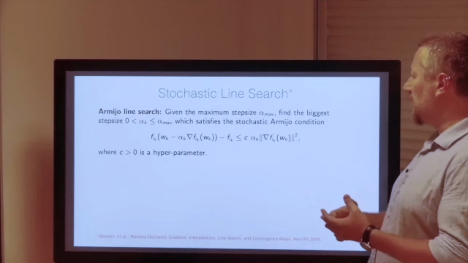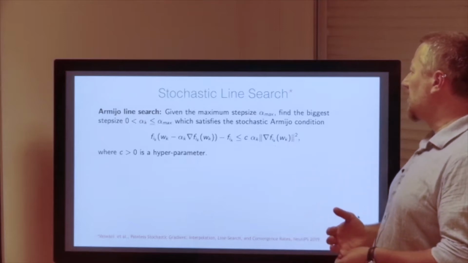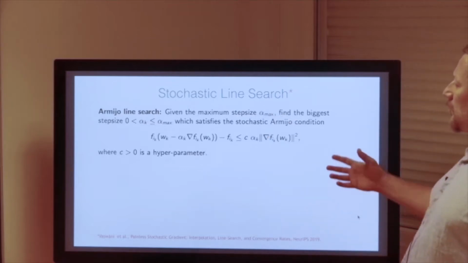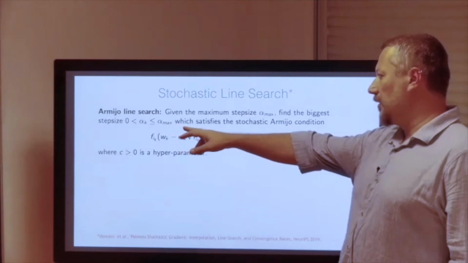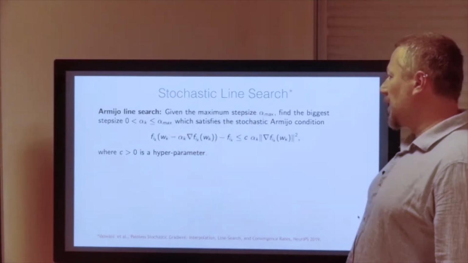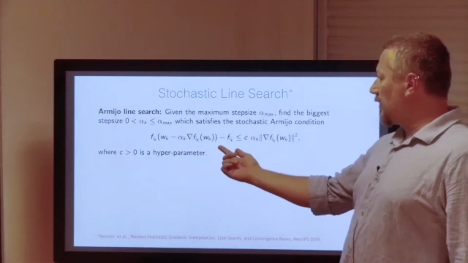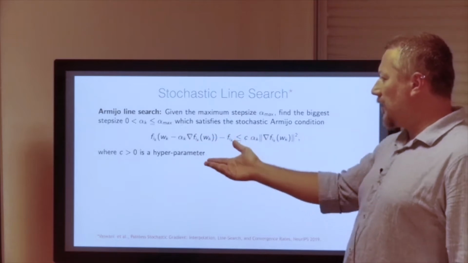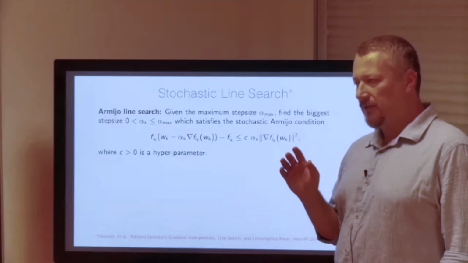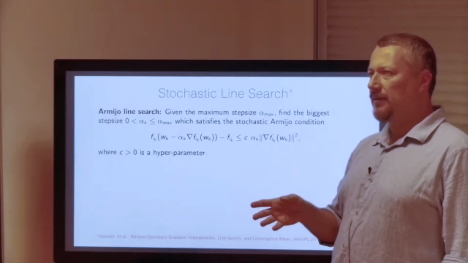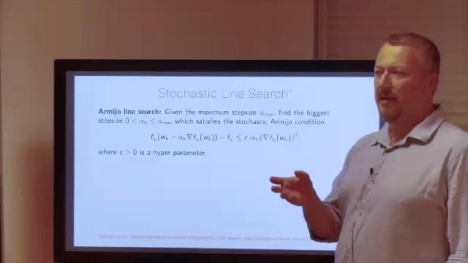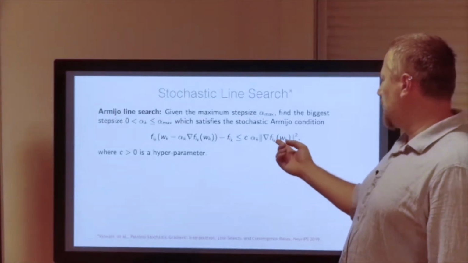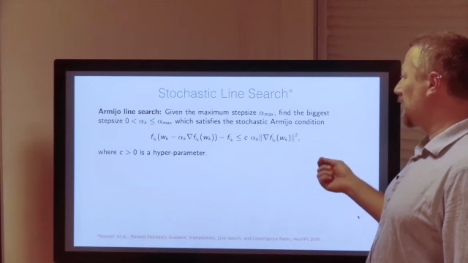Very quickly, you would start with a maximum step size, alpha max, and then you want to find the biggest alpha k, which is smaller than or equal to alpha max, such that alpha k satisfies this equation. So what was this? f_ik stands for the loss function evaluated at the ik-th data point, and gradient f_ik is the gradient of that function.